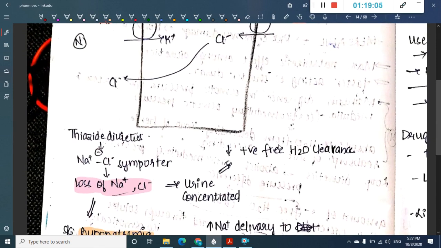Okay, so here there is one more thing, which is increased positive free water clearance. Why is there positive free water clearance? It is simple, there is loss of sodium along with the solutes. So as a result, free water is lost along with the solute, so that is positive free water clearance, because there is no change in the osmotic concentration of water.